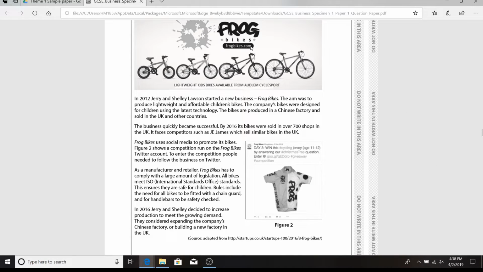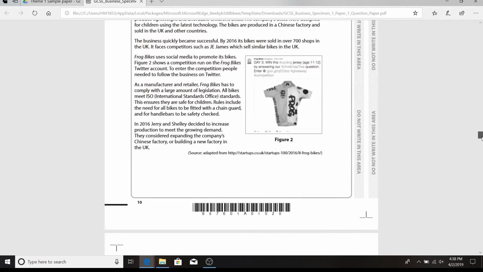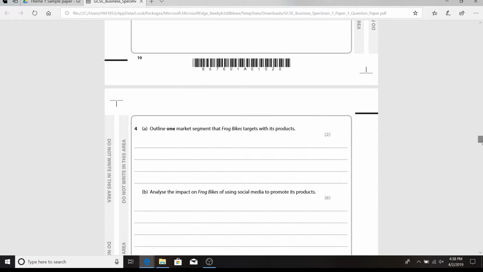Okay, so we can see we've got this case study. So the first thing you want to do is just skim across this. What do we notice? We notice clear brand. We notice that they're bikes for kids and kids growing up. Okay, so therefore, in terms of the target audience, well, it's kind of children and parents. We notice they've got a bit of social media promotion here with the competition for a bike jersey. Very nice. Okay, so first question.